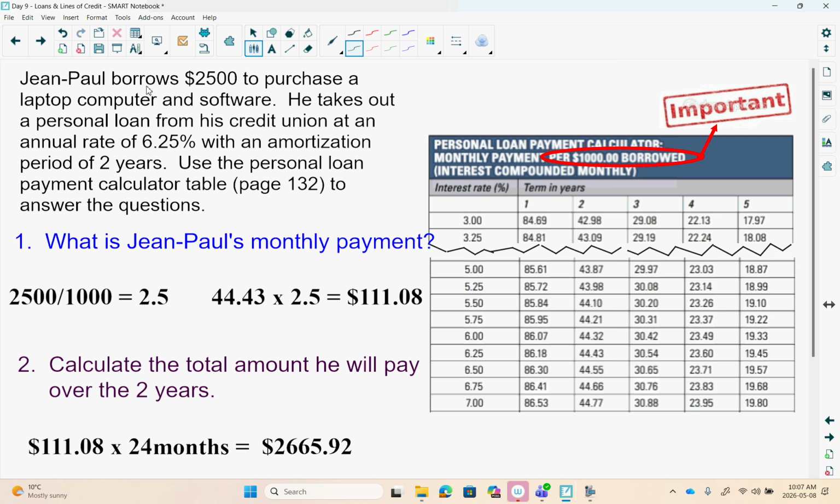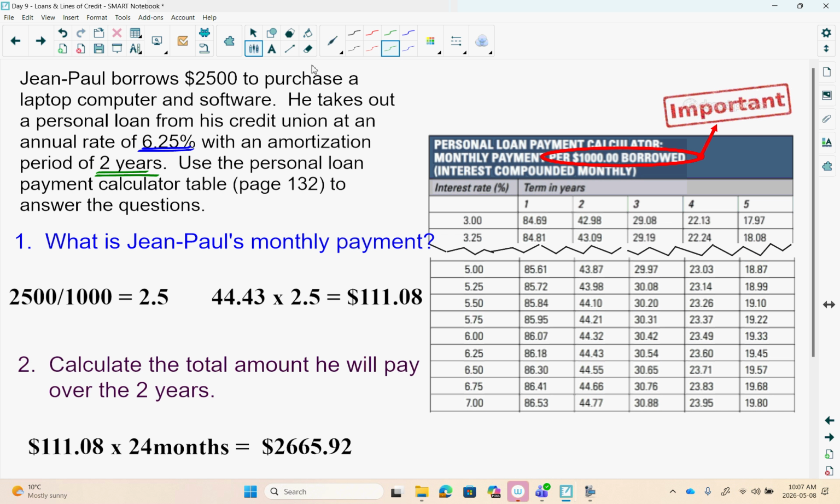John Paul borrows $2,500 to purchase a laptop computer and software. He takes out a personal loan from his credit union at an annual rate of 6.25% and the amortization period of 2 years. Use the personal loan payment calculator table, page 132 of the text. I printed it out for you to answer these questions.